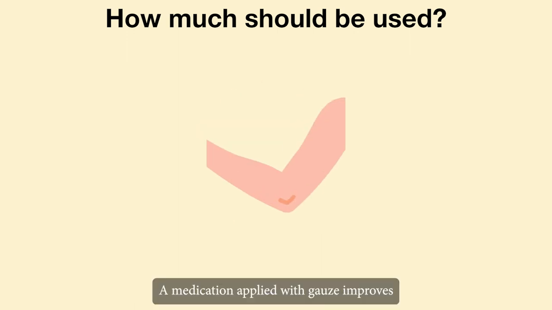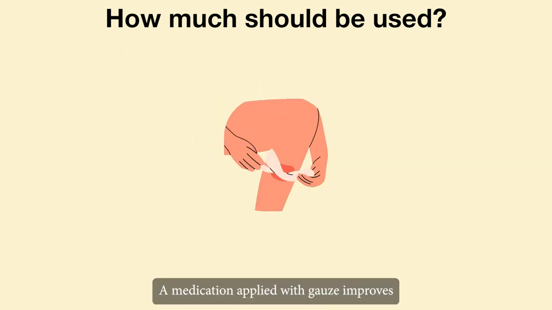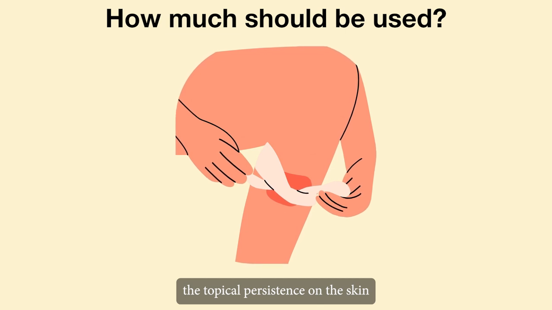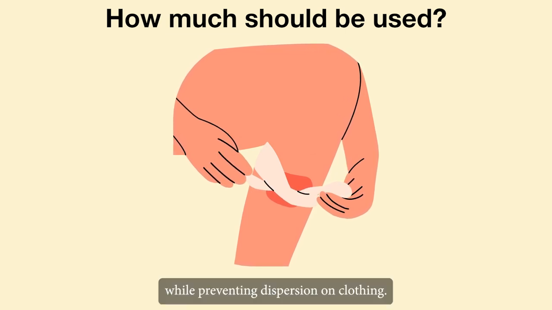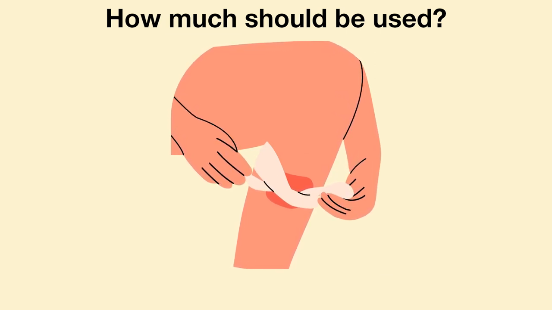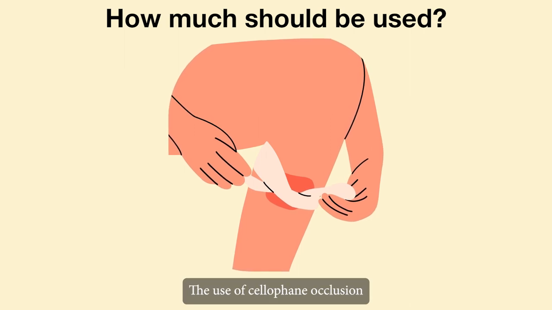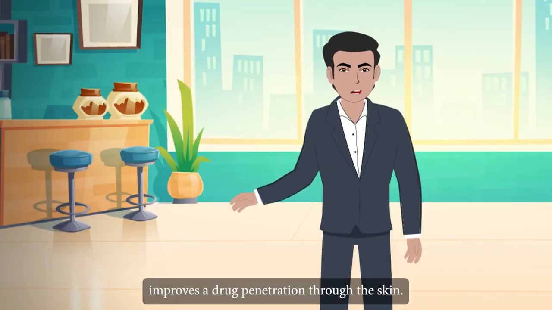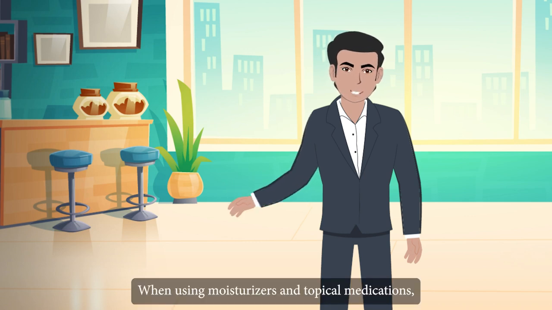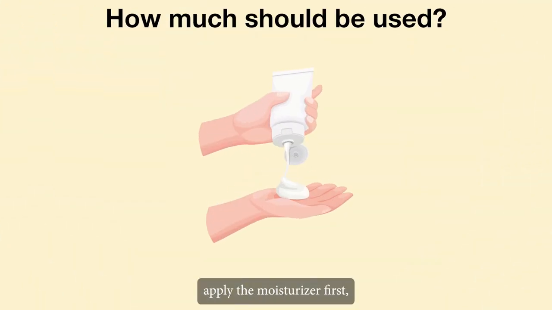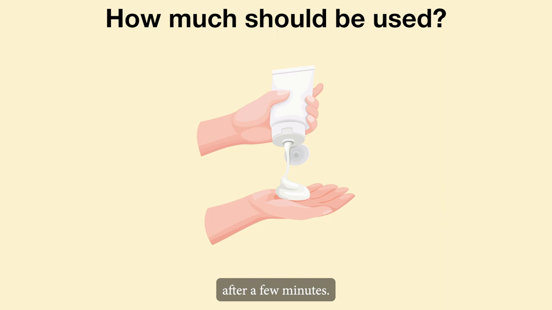A medication applied with gauze improves the topical's persistence on the skin while preventing dispersion on clothing. The use of cellophane occlusion improves drug penetration through the skin. When using moisturizers and topical medications, apply the moisturizer first, followed by the topical medication after a few minutes.